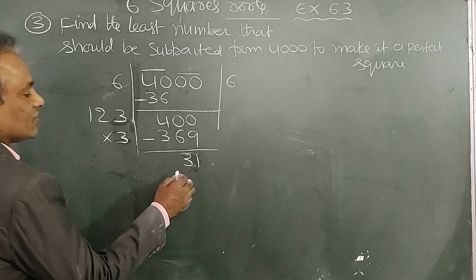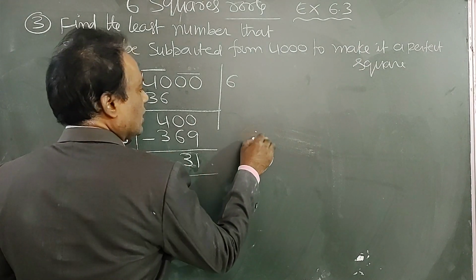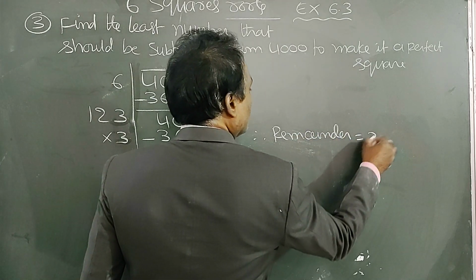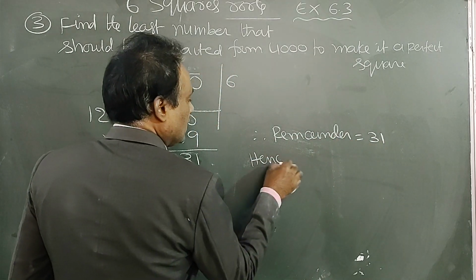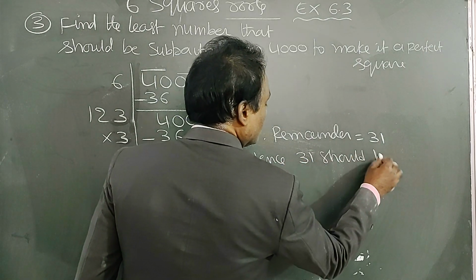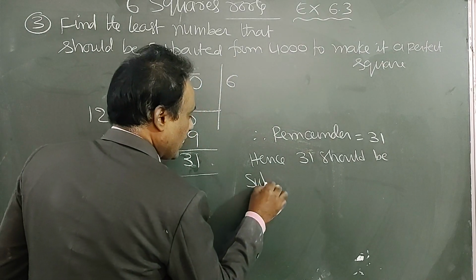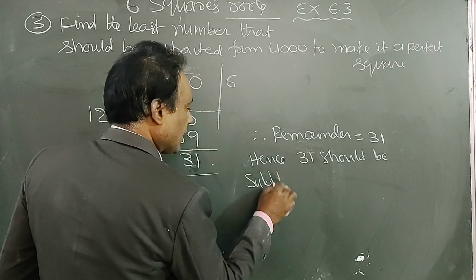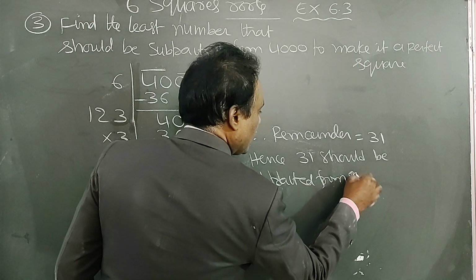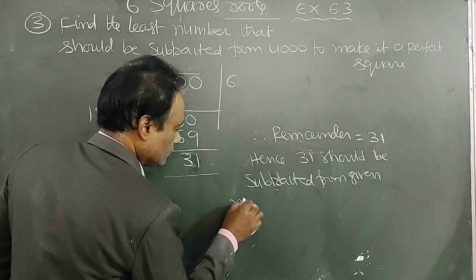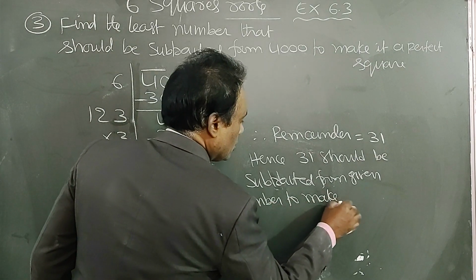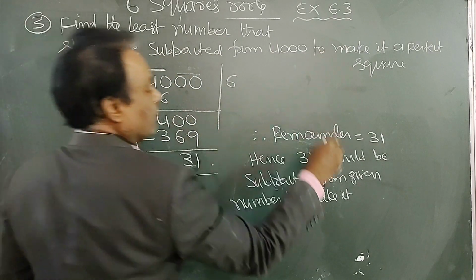So here we got 31 as a remainder. So since remainder is equal to 31, hence 31 should be subtracted from given number to make it a perfect square.